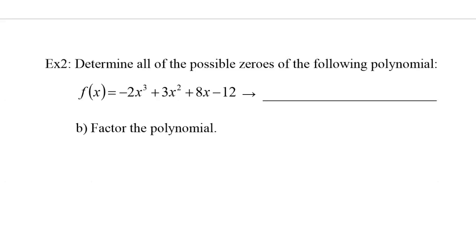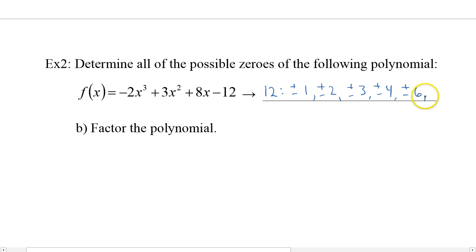It says, determine all the possible zeros of the polynomial. Okay, so all the possible zeros, let's see here. What are all the factors of 12? It's going to be plus or minus 1, plus or minus 2, plus or minus 3, plus or minus 4, plus or minus 6, and plus or minus 12. There's a lot to go through there.